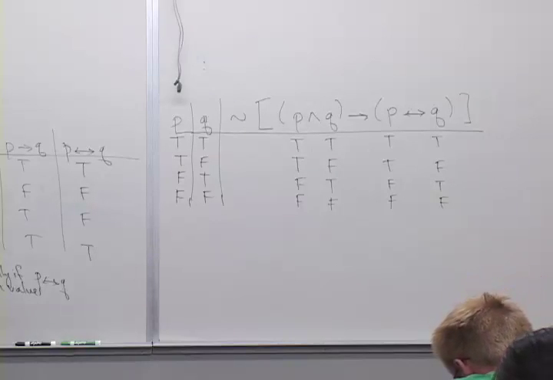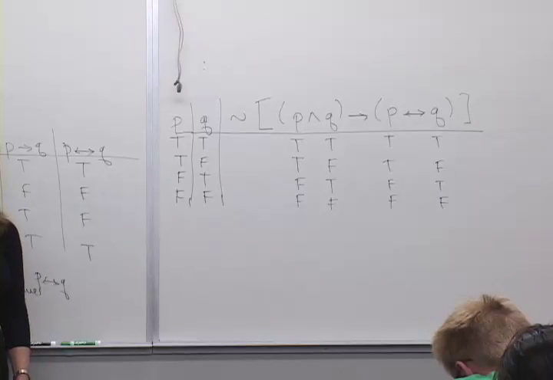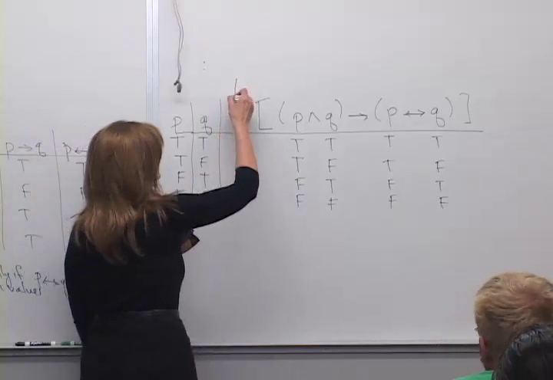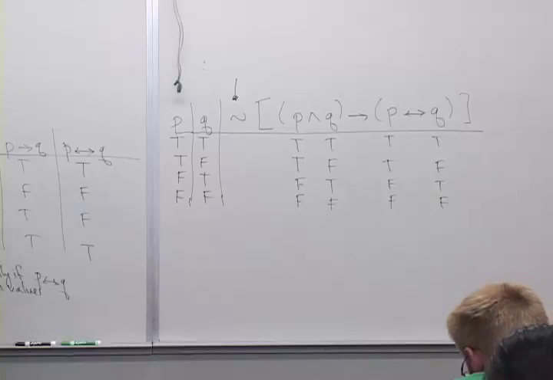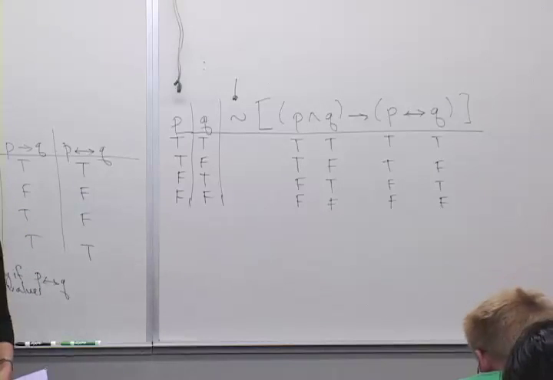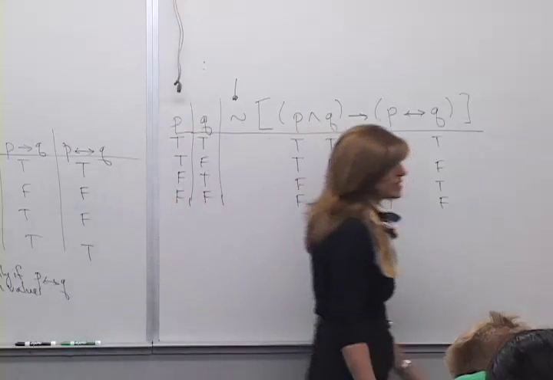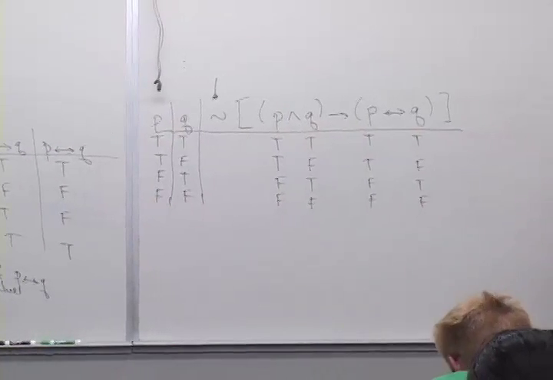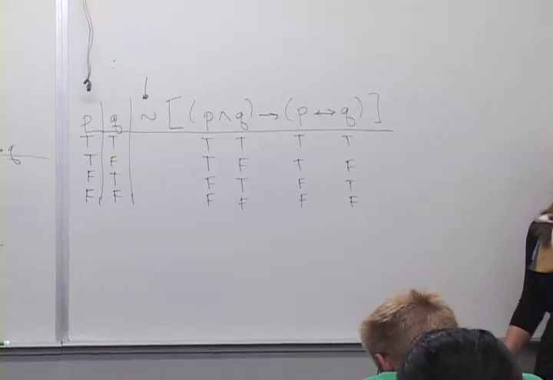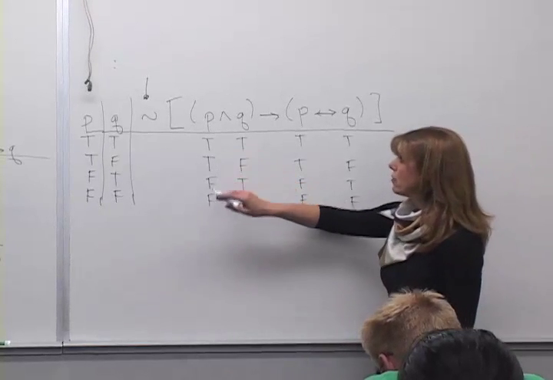Now, what is my main connective? Negation. The negation outside. So this is the last thing I'm going to do. The main connective is the last operation that I'm going to do. Now I can work inside the parentheses, right? So what is the rule of the conjunction? When is it going to be true? It's only true if what? If both conjuncts are true. Very good. So where is it true?